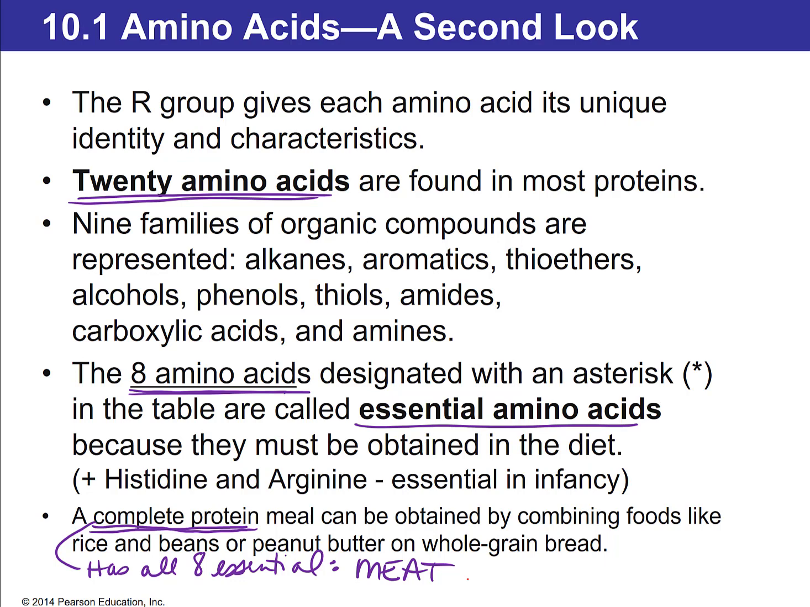Other interesting thing about how much protein do you need in a day if you were thinking about a piece of meat?